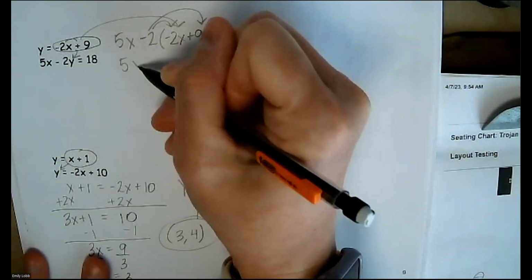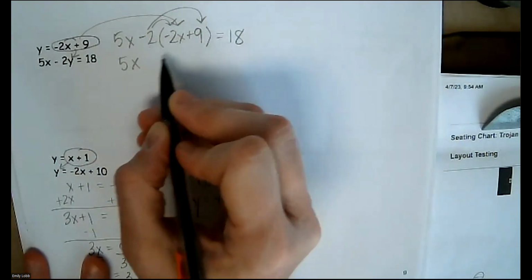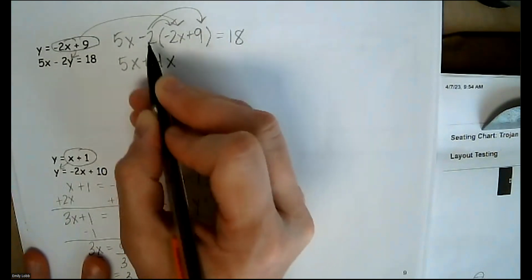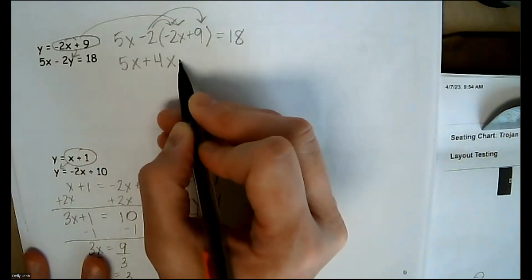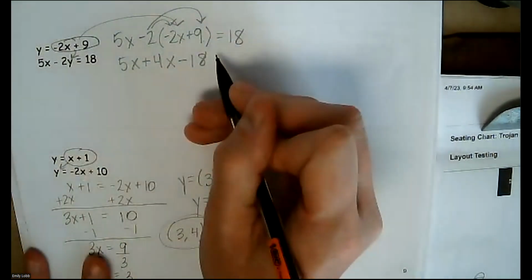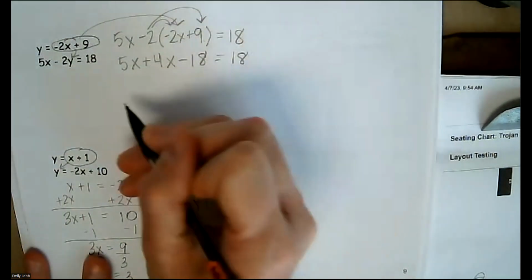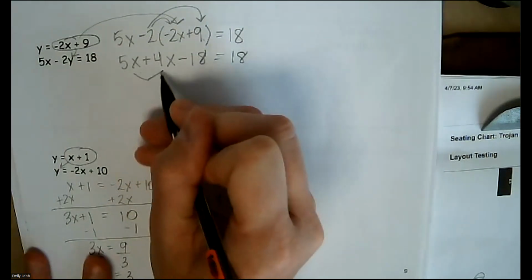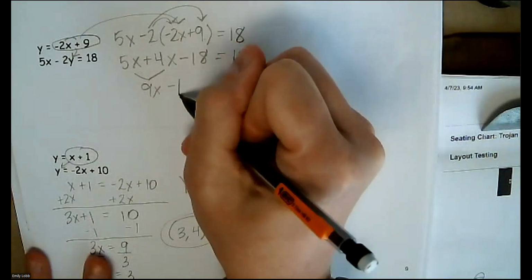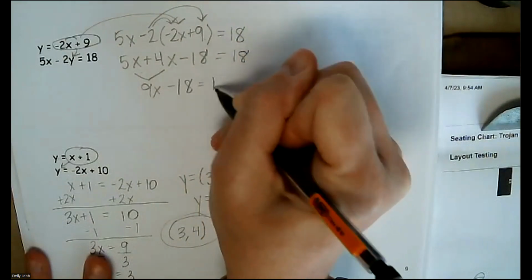So the first thing you have to do is distribute that negative 2 through your parentheses. So I'm bringing down my 5x. Negative 2 times negative 2x is positive 4x. Negative 2 times 9 is negative 18. Do not forget to multiply through here. Now I'm combining like terms. So I have 9x minus 18 is equal to 18.